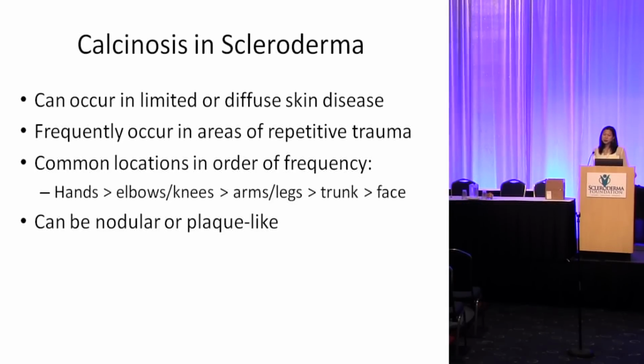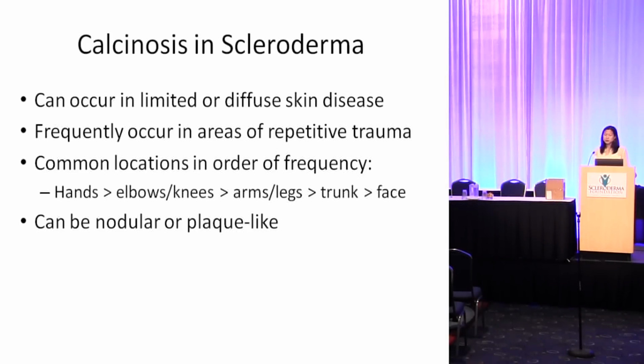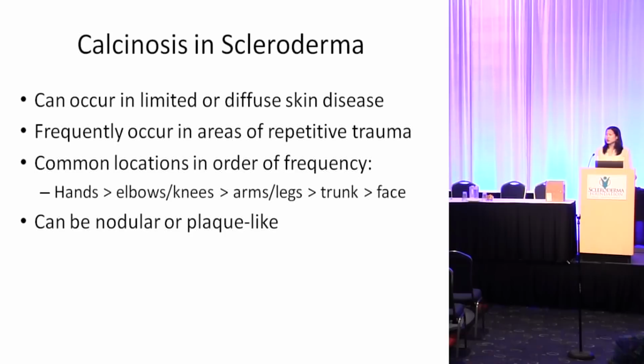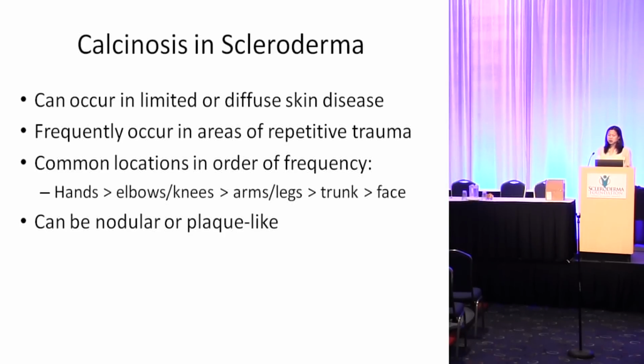And calcinosis typically occurs in areas of repetitive trauma, so we think that trauma does have some role in leading to calcinosis. The most common locations that are affected with calcinosis in scleroderma are the hands, first and foremost, followed by the elbows and the knees, arms, legs, and less frequently the trunk, and even less frequently the face, luckily for patients. Calcinosis is typically nodular in patients with scleroderma, but it can be plaque-like, particularly in patients with dermatomyositis.